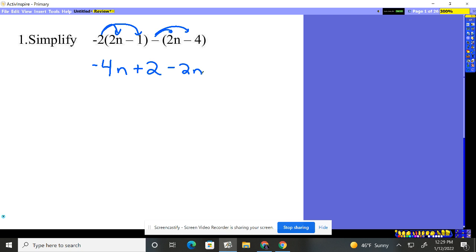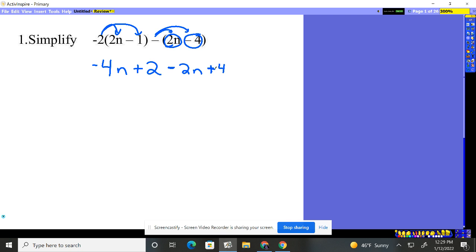And then -1 times -4 would be +4. Personally, I just say, hey, 2n is positive, so I now make it negative. That 4 is negative, so I now make it positive. That's how I distribute the negative through. But technically, we're distributing a -1 through.